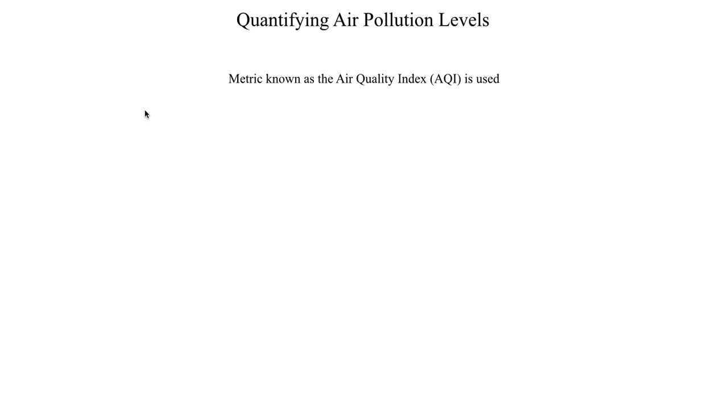Probably the most widely used metric or parameter, at least in the United States, is something known as the air quality index, which is basically a number where you plug the concentrations of various atmospheric pollutants into an equation, and that equation gives you back a number, which gives you an assessment of how much threat to human life is posed by the air pollution levels.